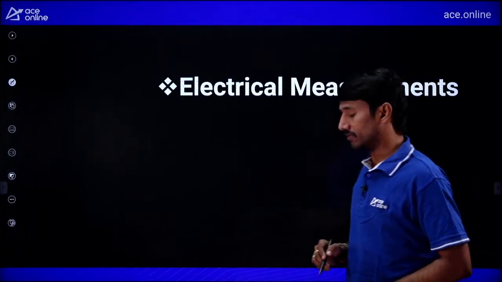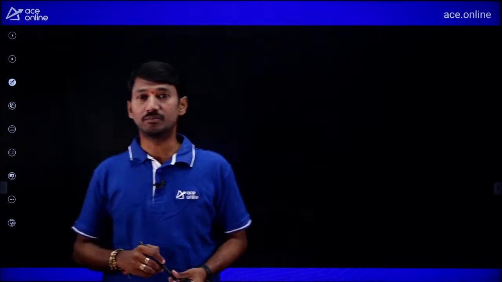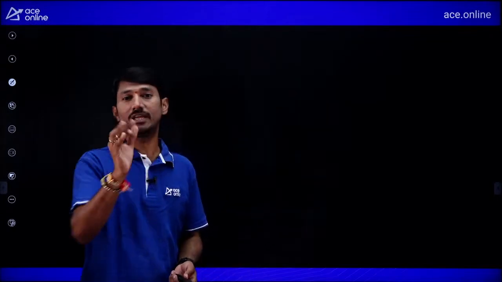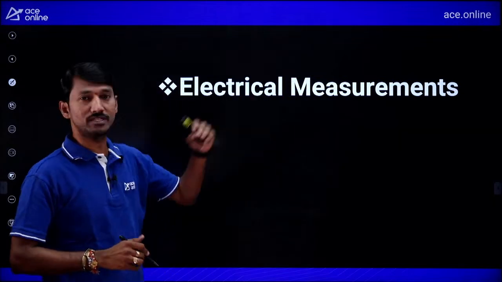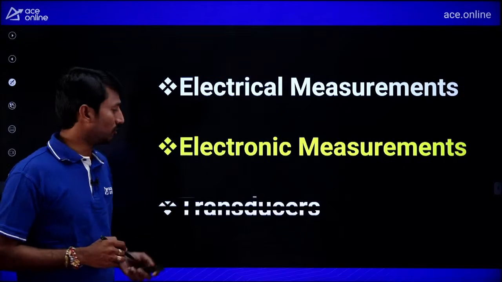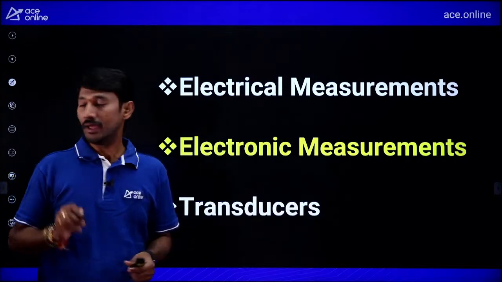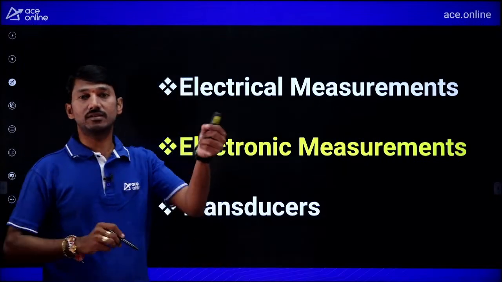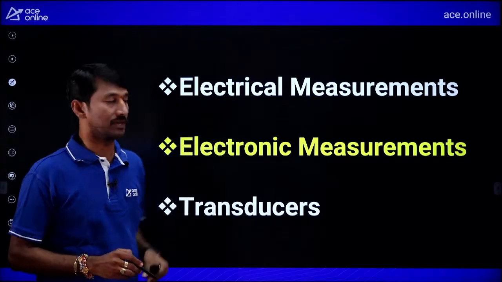Here, the first thing: in this entire measurement subject, there are generally three parts. Whatever the measurement syllabus given, it generally has three parts. One is electrical measurement, second is electronic measurements, and third is transducers. But branch-wise, the subject name is different.